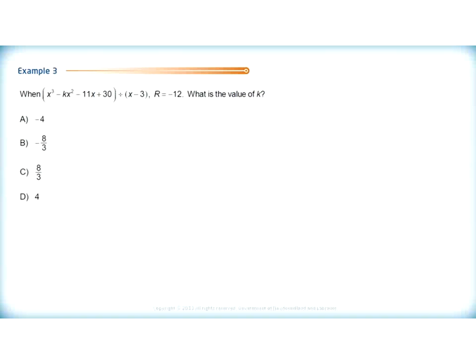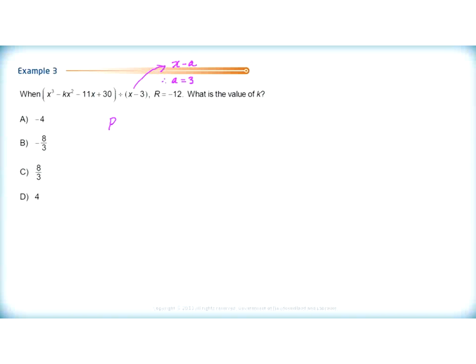In another example, when this polynomial expression is divided by x minus 3, the remainder is equal to a negative 12. We're asked, what is the value of k? So once again, look at x minus 3, which is already written in the form x minus a. So the value of a here is equal to 3.